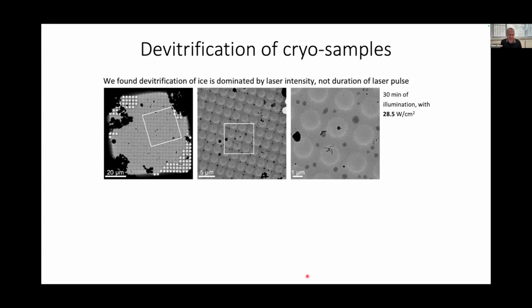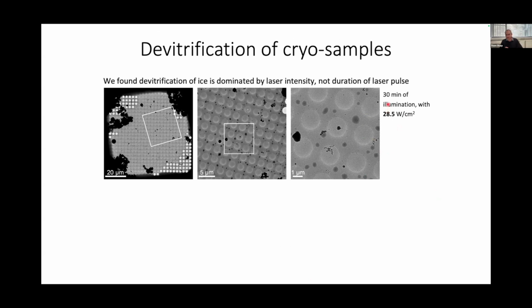Now, perhaps unsurprisingly, we very quickly found out that photons devitrify the ice. And this completely ruins cryo-imaging. So we found that devitrification is dominated by the laser intensity and not the total dose or the duration of imaging. This is actually the opposite to cryo-EM, where it's the total dose that's the problem. Here, it's just the dose rate or the fluence. So in fact, what we could do is avoid devitrification entirely as long as we stayed below a certain threshold.